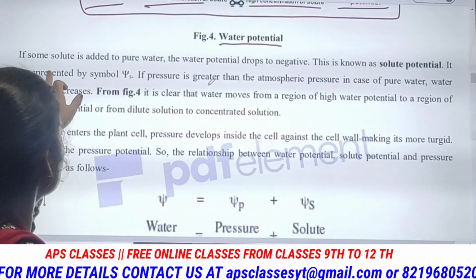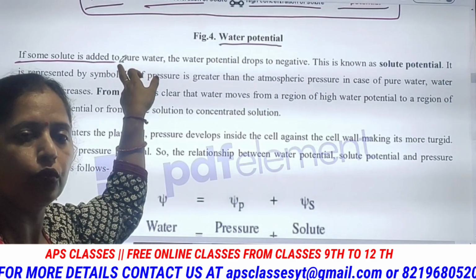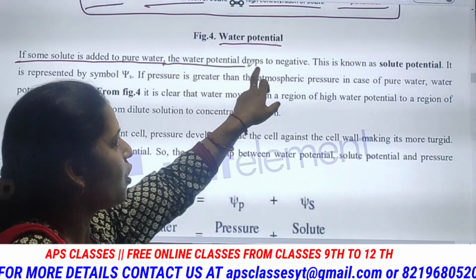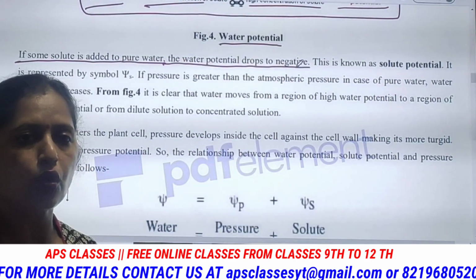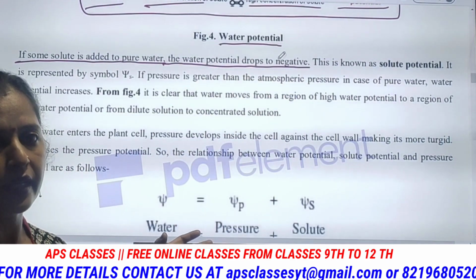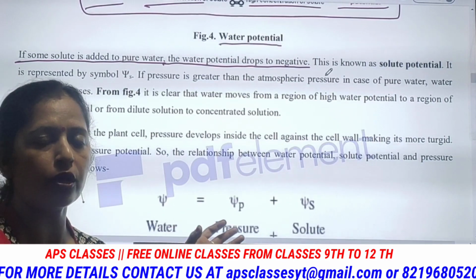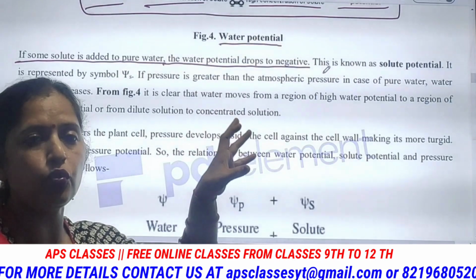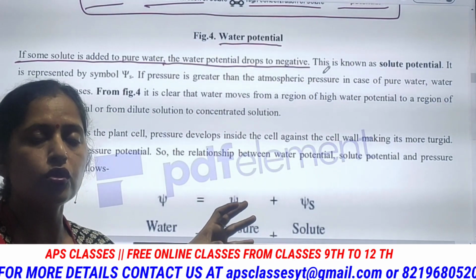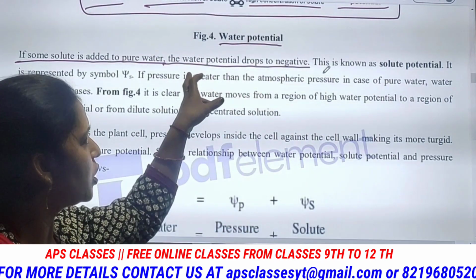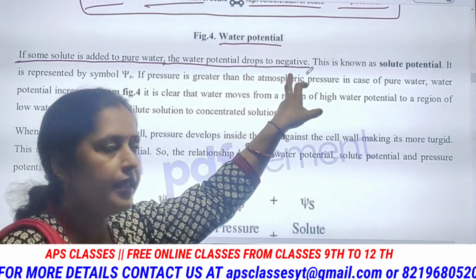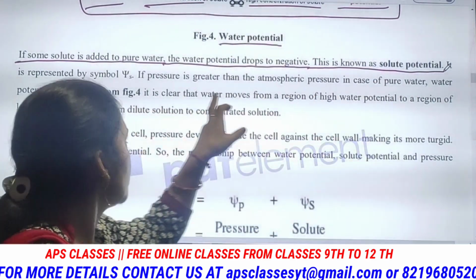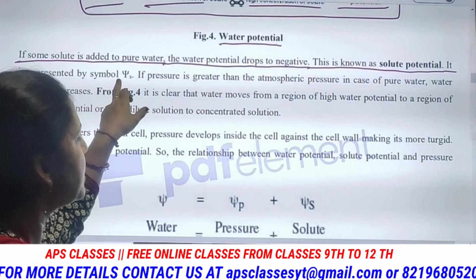If some solute is added to pure water, the water potential drops to be negative. When we add a solute to pure water, the water potential drops, and it is always negative. This is known as solute potential. We call it solute potential, and it is represented by the symbol psi s.